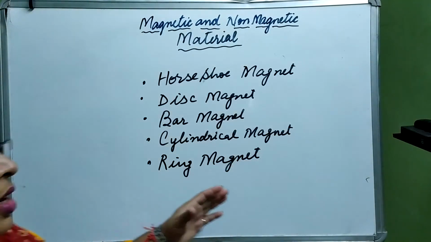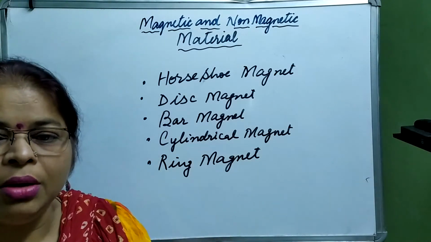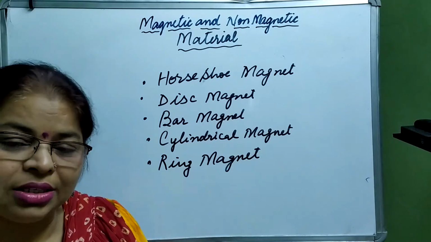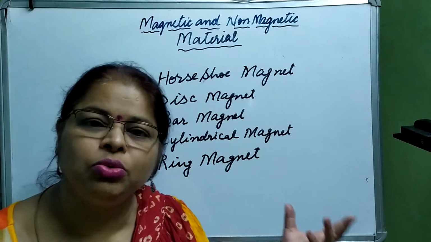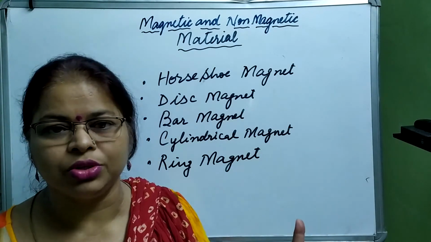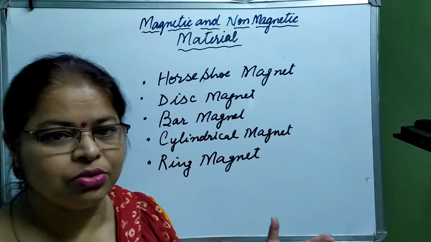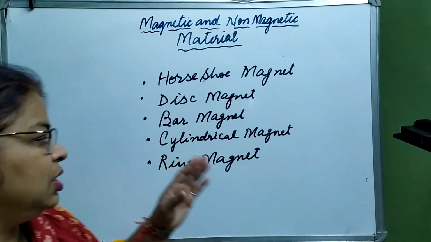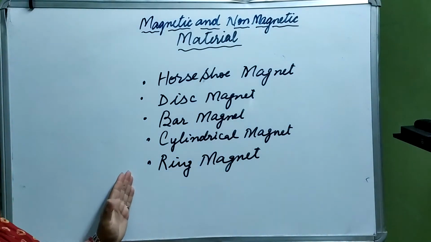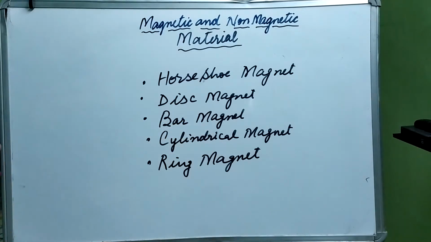Now these are artificial magnets. Which kind of magnets are these? Artificial. Man-made. The human being has prepared them. And why are they in such shapes? It depends upon the uses, how they are being used in different items or devices. So as per requirement or need, they are given the shape. So these are the five main types of magnet: horseshoe, disc magnet, bar magnet, cylindrical magnet, and ring magnet.